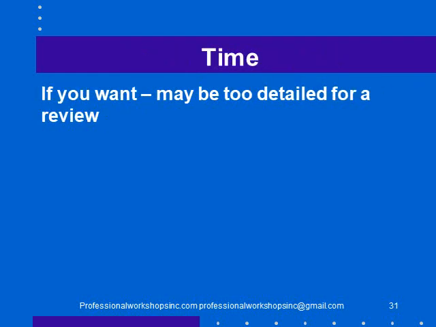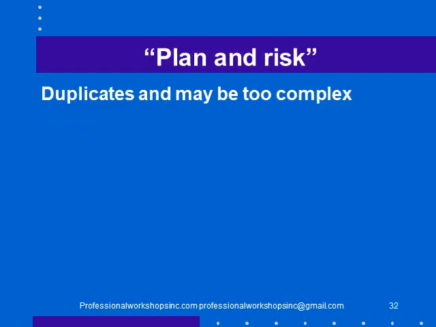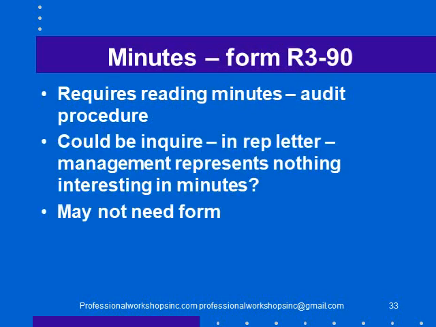The time form, if you want, this may be too detailed for a review, may not be useful guidance to staff, and it may not be well developed. If you just say, oh, 40 hours and pick that out of the air, well, that's not a well developed time budget, and it may be wrong, and it may provide bad guidance to staff. The plan and risk form duplicates and may be too complex. I'm not going to talk so much more in detail about how you might edit the remainder of these forms. I'm inclined to delete that form.